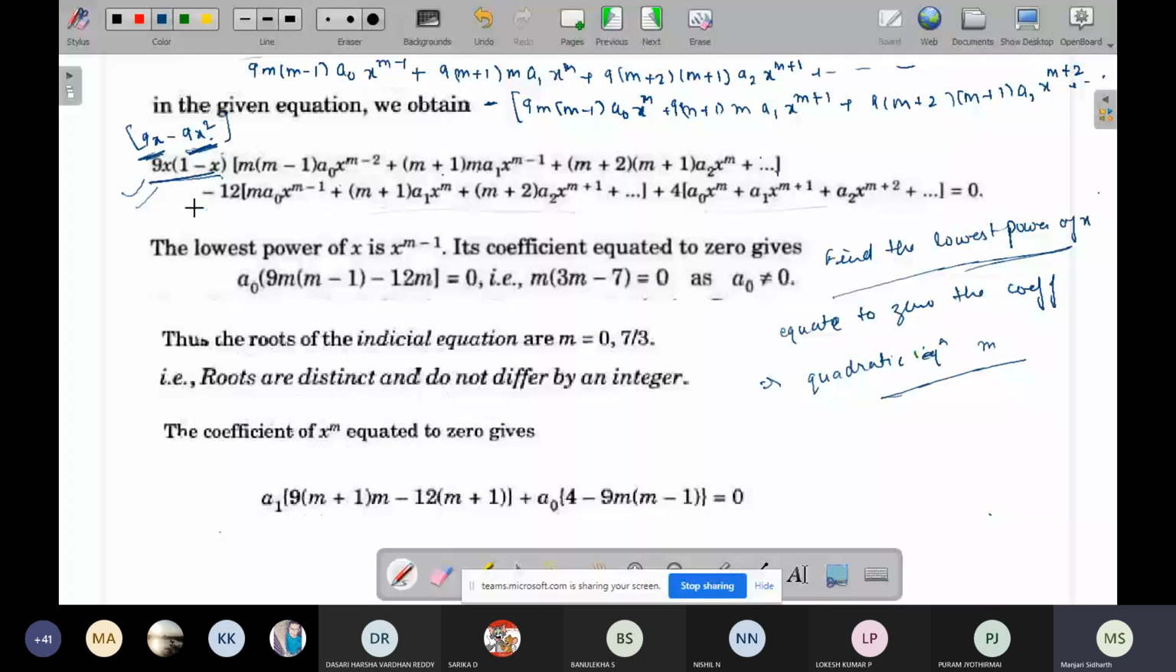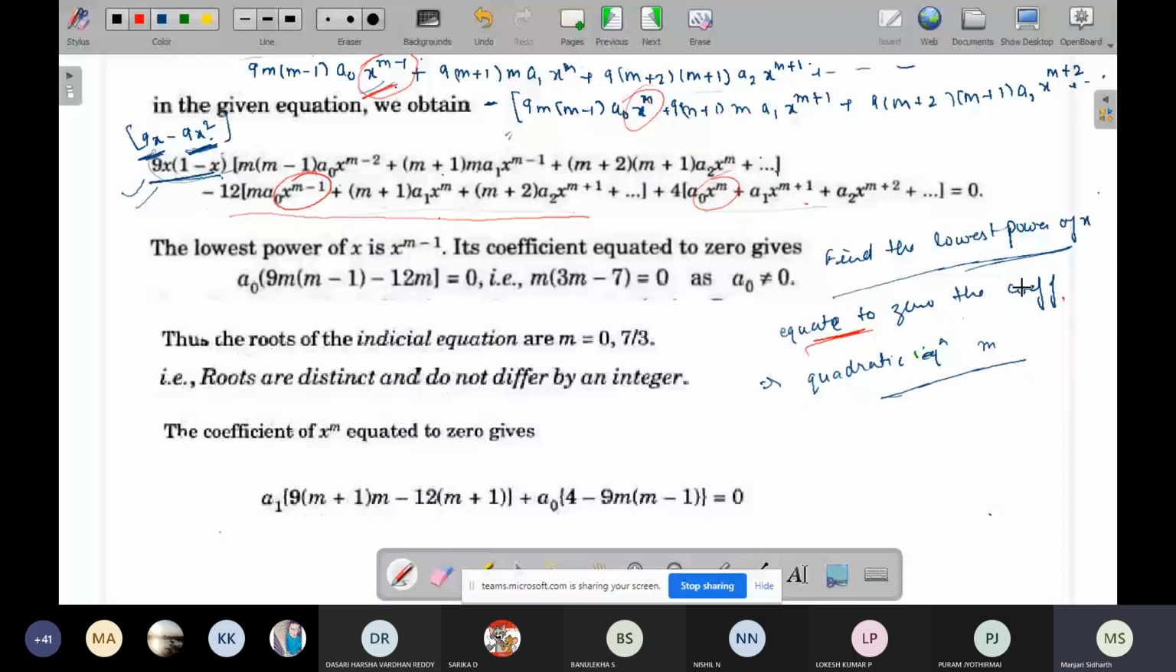In first term, lowest power of x, here x power m minus 1, x power m plus 1. So lowest power is this. In second term, lowest power is this. Now in third means this. It is not multiplied by x from outside, so we need to search from here. So this is the lowest power. In fourth, this is the lowest power. But overall, the lowest power of x is x power m minus 1. First term, second term, third term, fourth term. Lowest power of x is x power m minus 1. Right? That means we will equate to 0 the coefficient of x power m minus 1.